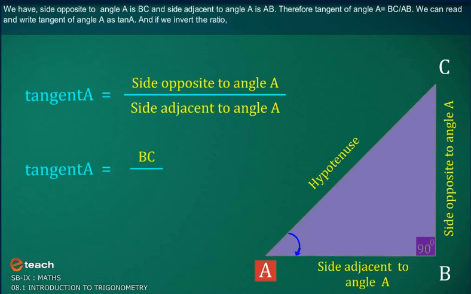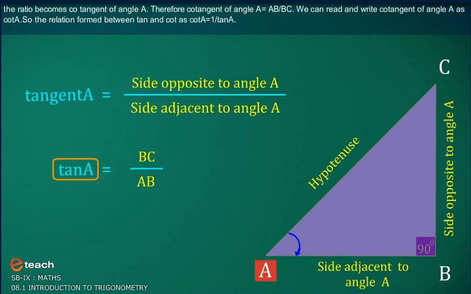We have side opposite to angle A is BC and side adjacent to angle A is AB. Therefore, tangent of angle A is equal to BC upon AB. We can read and write tangent of angle A as tan A. And if we invert the ratio, it becomes cotangent of angle A. Therefore, cotangent of angle A is equal to AB upon BC. We can read and write cotangent of angle A as cot A.